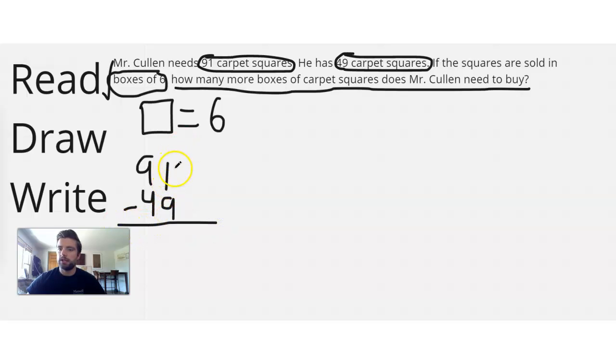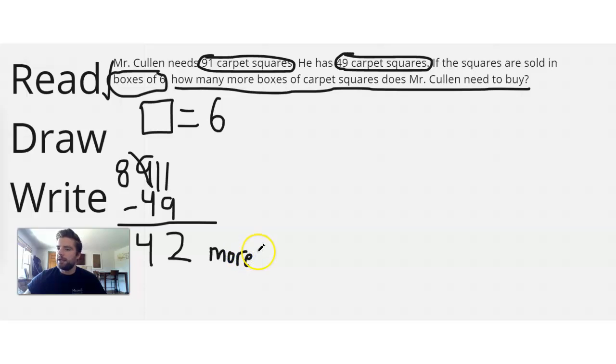Okay, we always start in the ones place when we subtract. So our first thing here is 1 minus 9. Can we do that? No, you can't take away 9 from 1. It doesn't work. So we're going to have to borrow from next door, turn the 9 into an 8. We're going to turn the 1 now into an 11. Now we have 11 minus 9. So 11 minus 9 is 2. And then we move on to the tens place. Now we have 8 minus 4, which is 4. So 42. All right, so he needs 42 more squares.